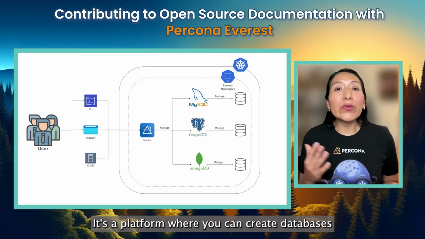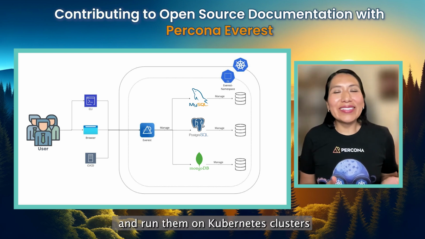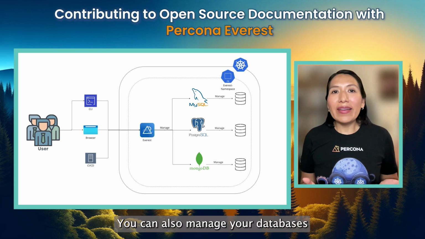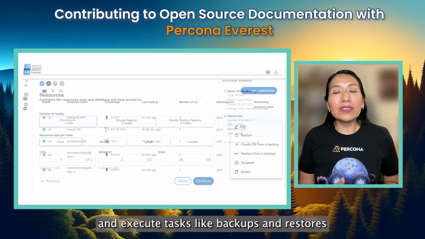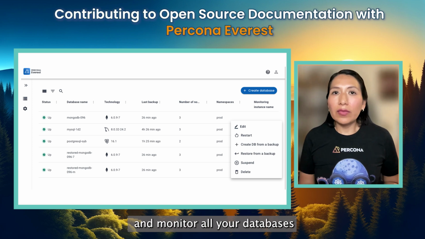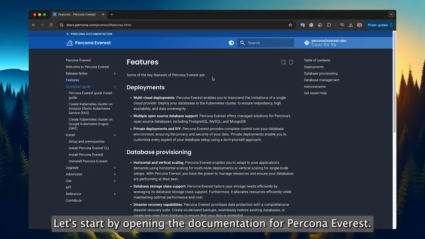Percona Everest is an open source Cloud Native Computing Foundation project. It's a platform where you can create databases like MySQL, PostgreSQL, or MongoDB, and run them on Kubernetes clusters. You can also manage your databases on different cloud providers and execute tasks like backups and restores, and monitor all your databases. Let's start by opening the documentation for Percona Everest.